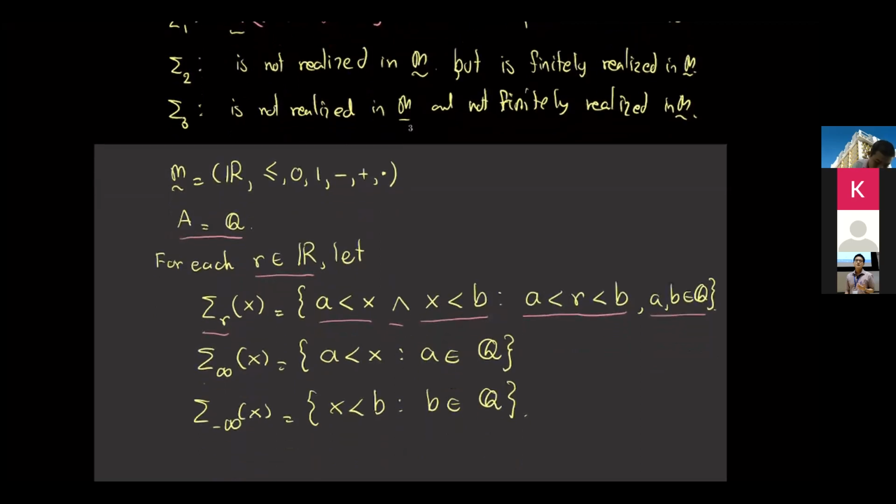And you can have something like sigma infinity. Sigma infinity is the set of all formulas a less than x where a is in Q. I need to clarify something here: when I write a less than x, it means a is less than or equal to x, and a is not equal to x.